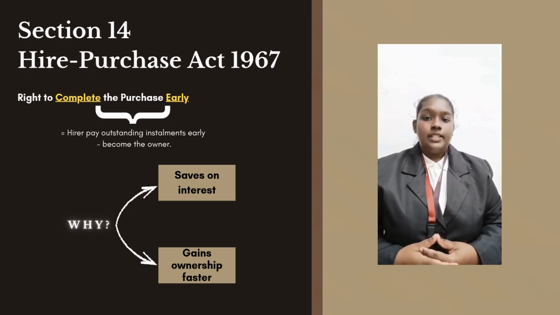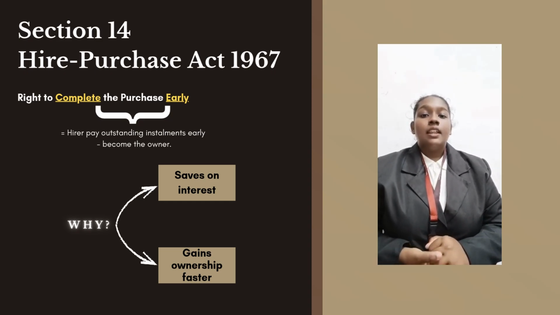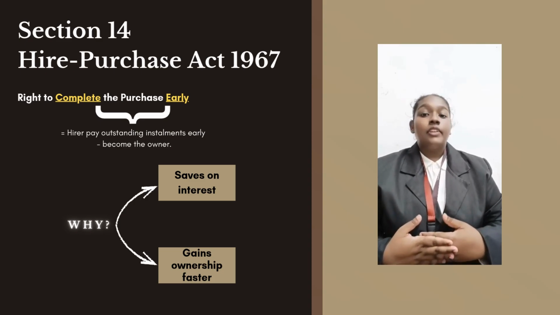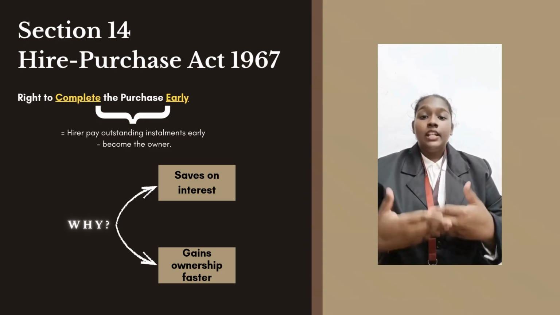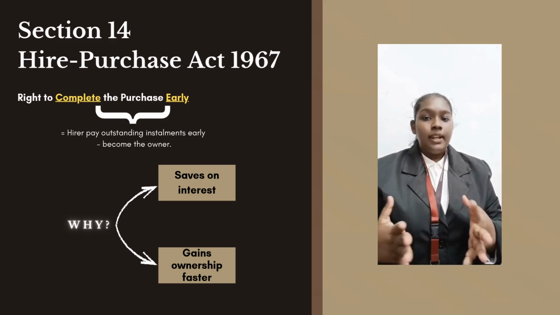Today I will explain Section 14 of the Hire Purchase Act 1967, the right to complete the purchase early. This is the hirer's right to complete the settlement. It allows the hirer to pay off the total outstanding balance of the agreement before the final due date and become the legal owner of the goods immediately.